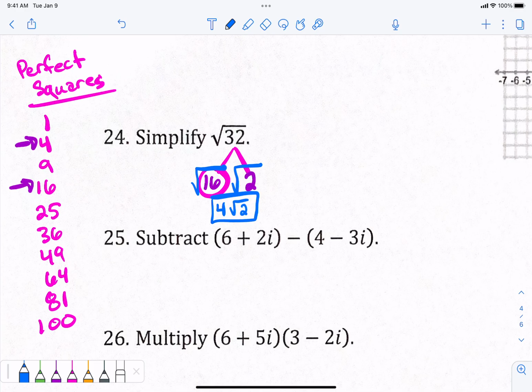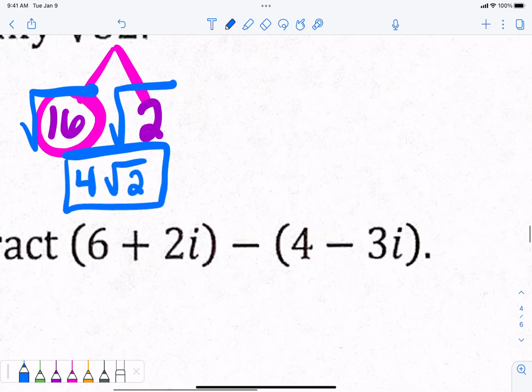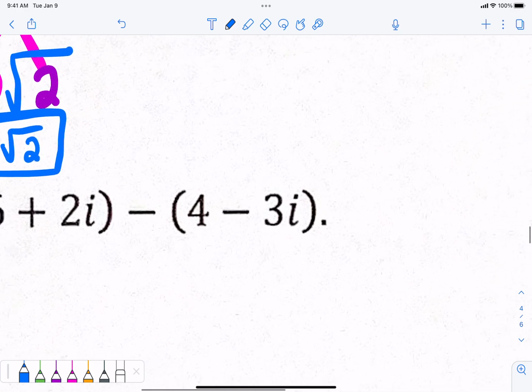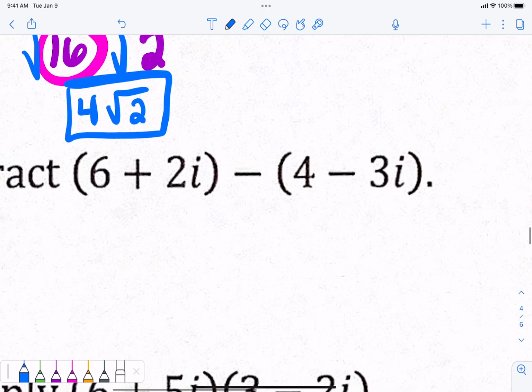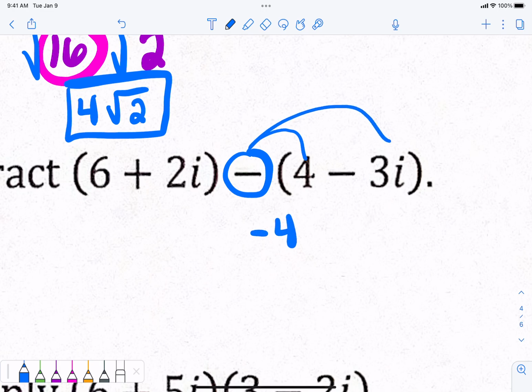All right, we ready for the next one? Subtract? Yeah. Okay, so when you're subtracting, all we have to do is just combine like terms, but for subtraction, this minus sign needs to be distributed, right? So instead of that being 4, it should be minus 4. Instead of that being minus 3i, it should be plus 3i. Okay, and then that's 6 plus 2i, he's just going to chill, and I'm going to rewrite him so I can combine like terms.